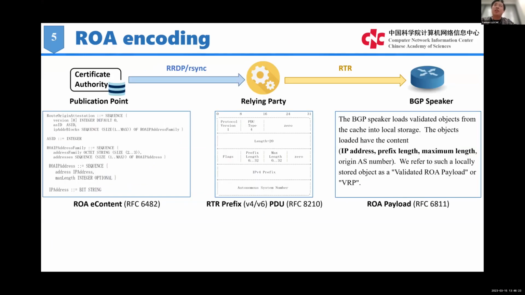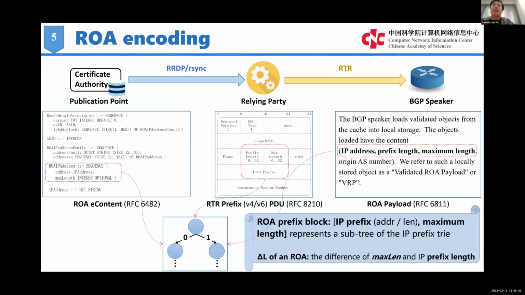ROA encoding has been standardized by the IETF, and ROA is encoded in different formats at different stages during its life cycle. In the common part, the most important component is an ROA prefix block, which is defined by an IP prefix along with the maximum length of IP prefixes the AS is authorized to use, which represents a subtree of the prefix tree. In addition, we define delta L of an ROA as the difference of the maximum length parameter and the IP prefix length of this ROA.